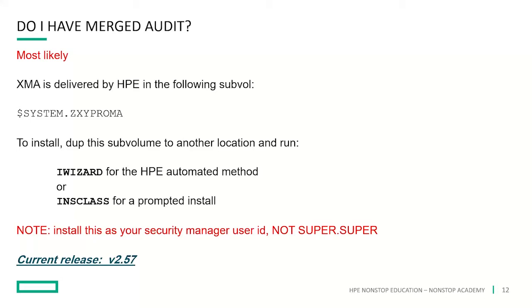When you go to install it, I said I wasn't going to get deeply into this, but I have to say a few things here. Dupe that subvolume to somewhere else. When you run the install process, it's going to expand itself and modify a few of the files that are included. You don't want to share that with everybody else. I shouldn't say that, but the next person who comes along may not want to install Merged Audit the same way you did. So dupe that whole subvolume somewhere else and run the install. You'll be happier in the long run.